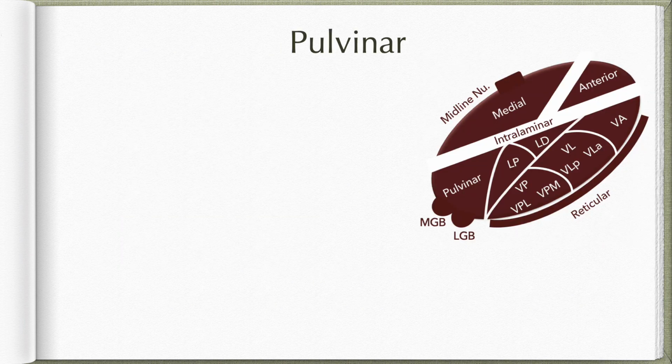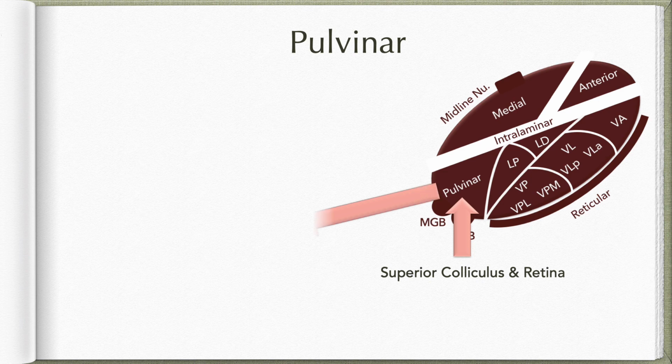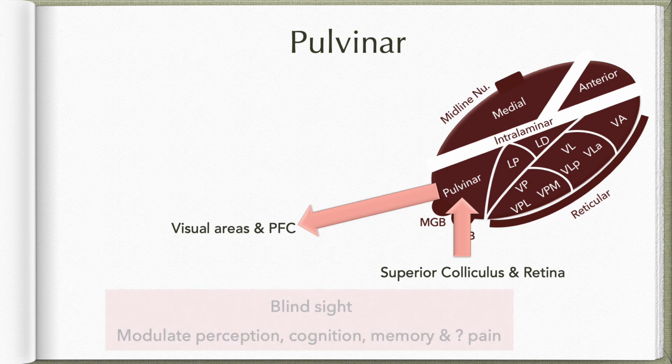Now coming to the pulvinar, which is the posteriormost part in the dorsal tier, it receives inputs from the superior colliculus as well as from the retina through the optic tract, and its output is to visual areas, specifically the parastriate area, and also to the prefrontal cortex. Its connection from the retina to the visual area is involved in what is known as blind sight. So even when there is actual blindness, the person can feel as though the light is moving, that is blind sight, mediated through the connection to the pulvinar. And through its connection to the prefrontal cortex, it helps in modulating perception, cognition, memory, and also probably in modulating pain.